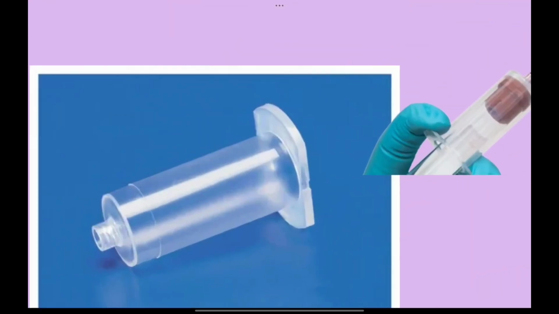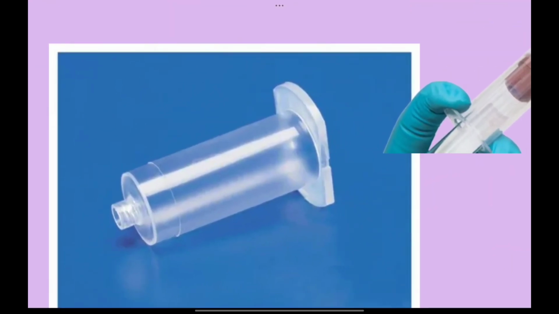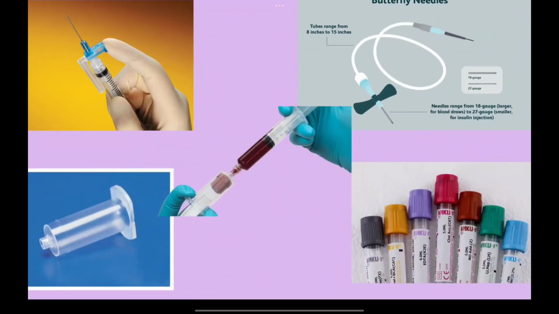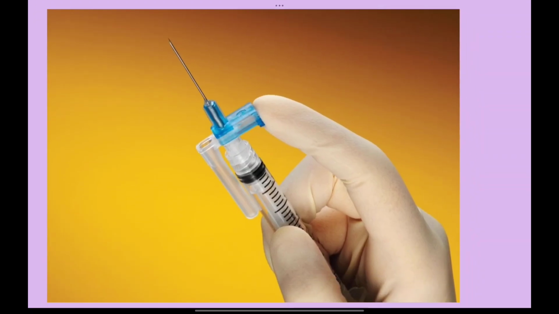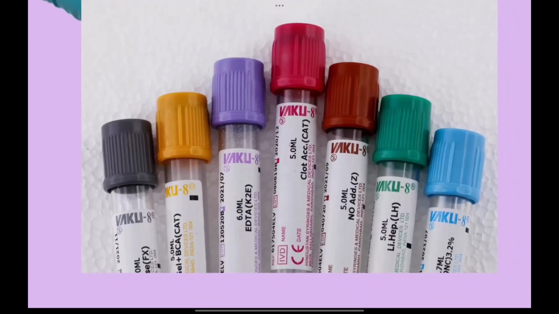So you can see this is the container that is used to vacuum seal between the needle and the vacutainer or the collection tubes. Here is a syringe and a needle with a safety cap. Recapping should not be done, which I'll be telling in the next video. We have collection tubes with different colored caps.